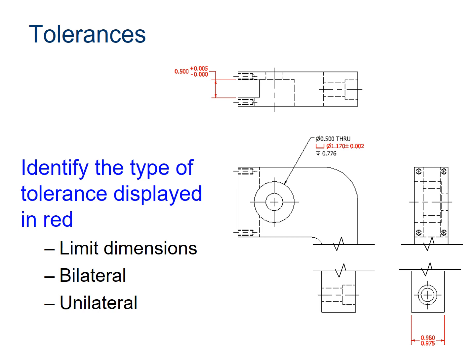Now let's identify the type of tolerances displayed in red here. Okay, so you've got limit dimensions, bilateral or unilateral. Okay, so there's a unilateral tolerance there, right? Because it's plus 0.005 minus 0. Over here, you've got a bilateral tolerance because that's got a plus or minus there. Okay, and then I guess this would be a limit dimension right here because I've got the high end and the low end expressed on that particular tolerance there.